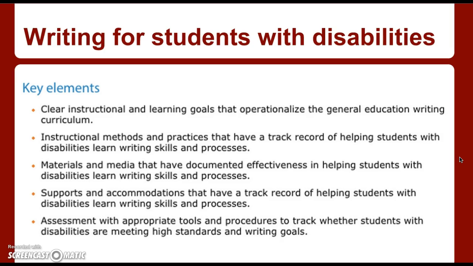We also have assessment with appropriate tools and procedures to track whether students with disabilities are meeting high standards in writing goals. We can do this by working with our special education teachers, having those meetings with them, talking with them, checking with them when we have our rubrics and our graphic organizers. They are the experts in our building when it comes to our students with disabilities.